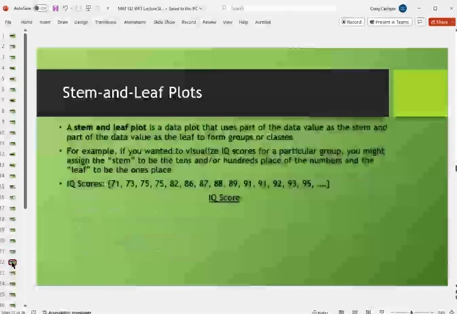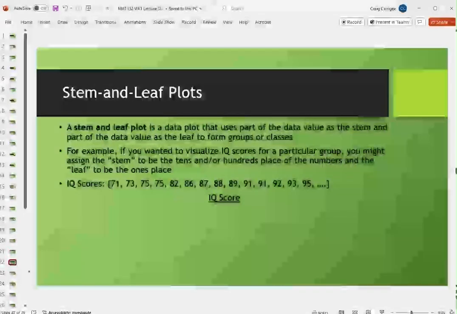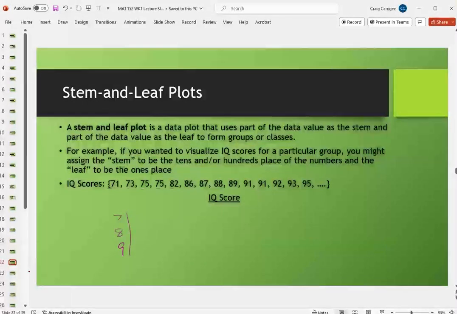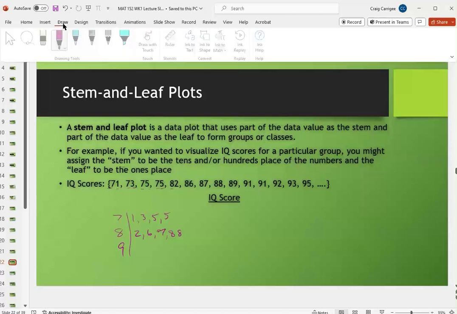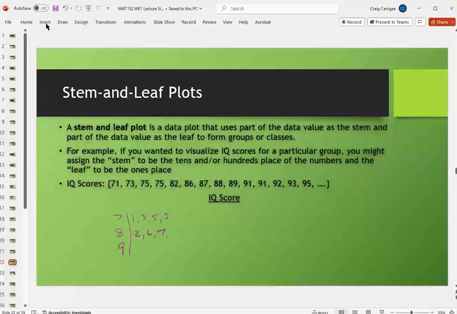So one way that we can show interval data is by using a stem and leaf plot. I believe that I did do some of this in the other video, so I'm going to briefly go through this. Remember that in a stem and leaf plot, we break down the stem, which depending on the values, is the first number, in this case the tens place. We're going to have 7, 8, and 9. And then we write the leaves, which are each of the ones places behind it: 1, 3, 5, 5. This allows us to get an idea of the distribution of the data as we're looking at it.